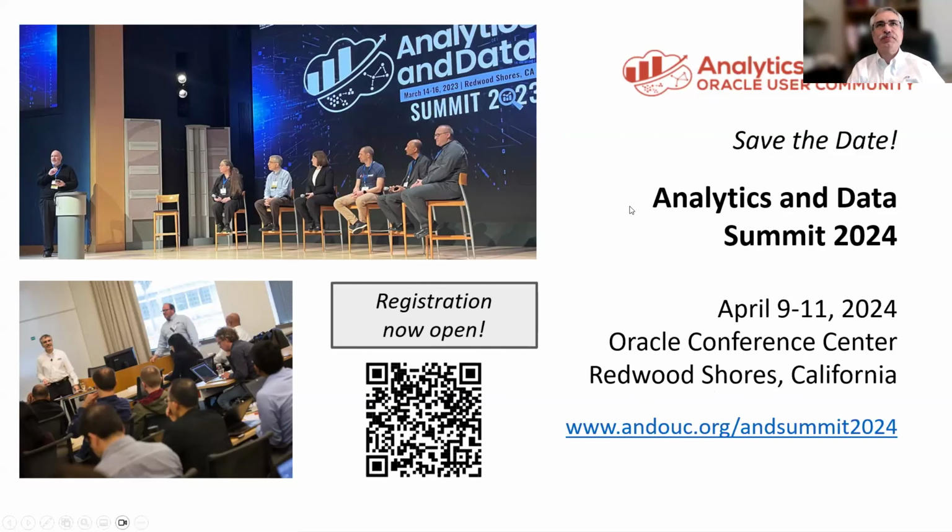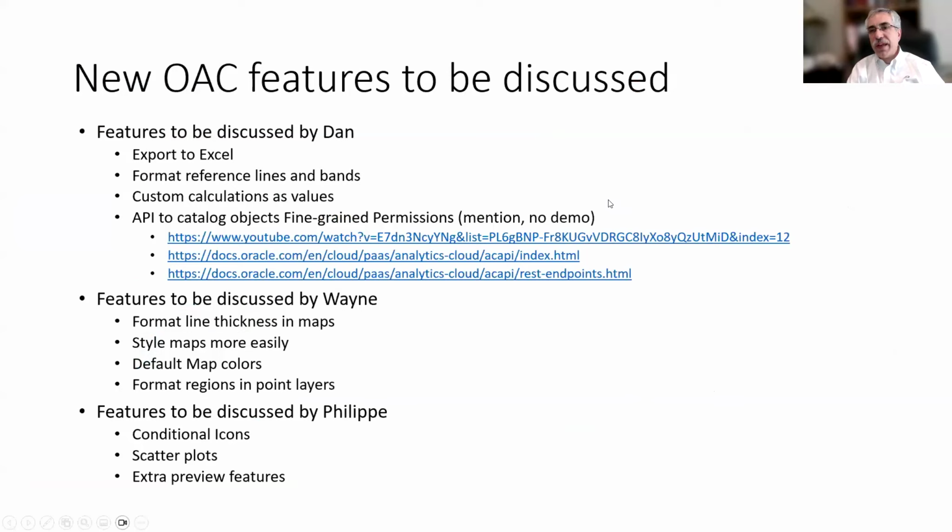So come join us. All right, with that, I'm going to welcome my panelists, Philippe and Wayne, and we're going to go through some new features to be discussed. I'm going to talk about these topics in here, and then Wayne's going to go through especially some of the new features that he's excited about in maps. And then Philippe's going to show several things, conditional icon scatter plots, and some additional preview features. With that, let me jump in.